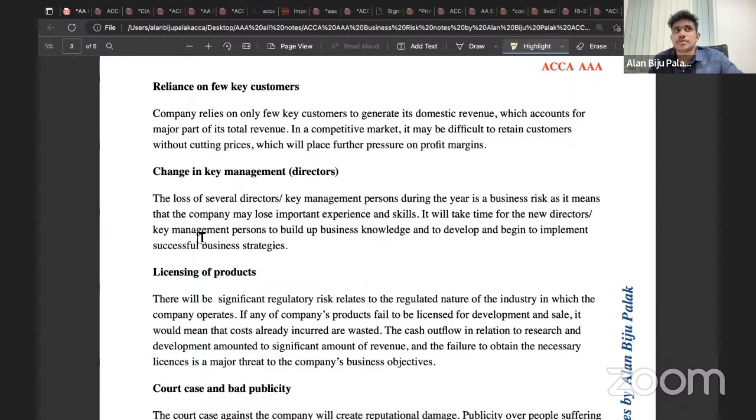Then, suppose the company's directors have changed, maybe we might have appointed some new directors. In that case, we know that it will take a significant period of time for the directors to get adjusted with the company's operations. So during that time, if they have taken inappropriate decisions, then it might automatically affect the company's objectives being achieved on time.